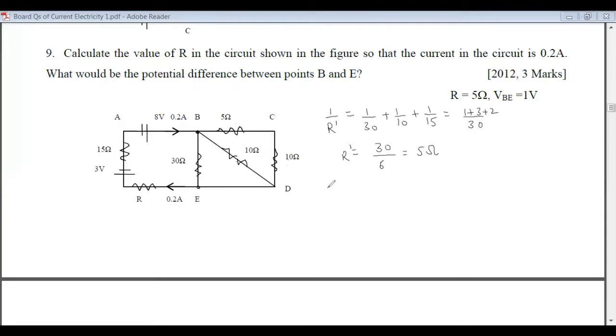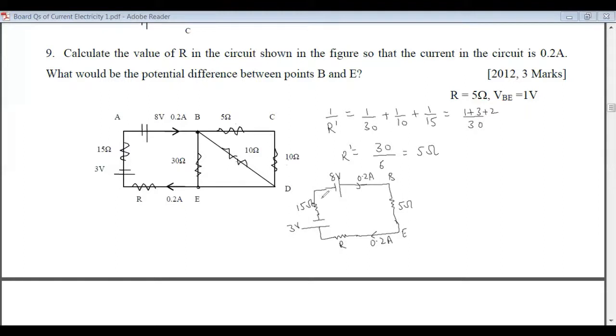Let us redraw it. 8 volt. This is the current, 0.2 amperes. Now across BE, the equivalent resistance is 5 ohms. Here it is 15 ohms. Then there is a battery or a cell having a potential difference 3 volts, and here is the resistance R across which 0.2 ampere current is flowing.